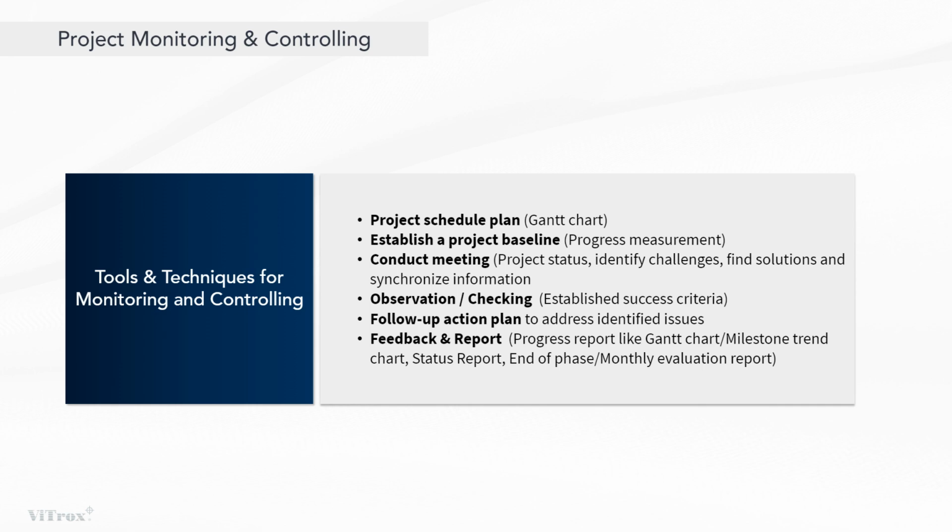Besides, observation of project activities by project managers can help in assessing the performance against established success criteria. Project managers can also follow up on action plans with the team members to address identified issues. Feedback and reports such as progress reports, status reports, and end-of-phase or monthly evaluation reports help to communicate project status and progress to the stakeholders.